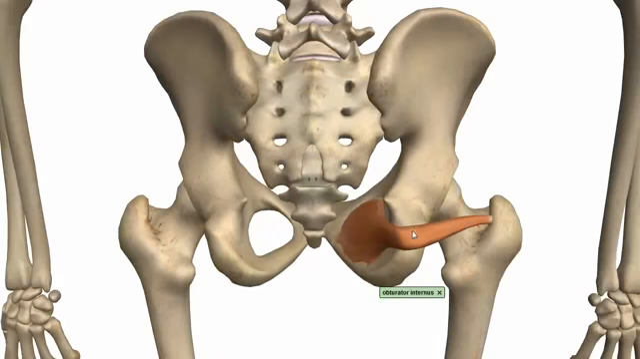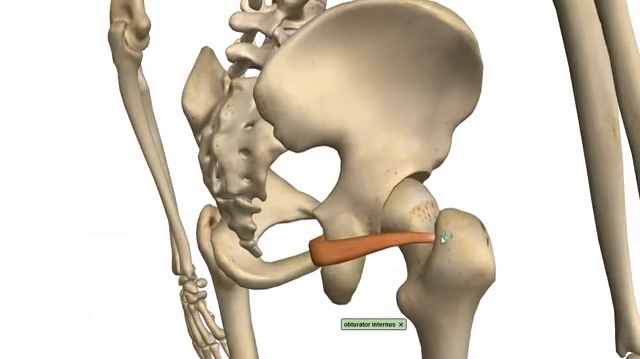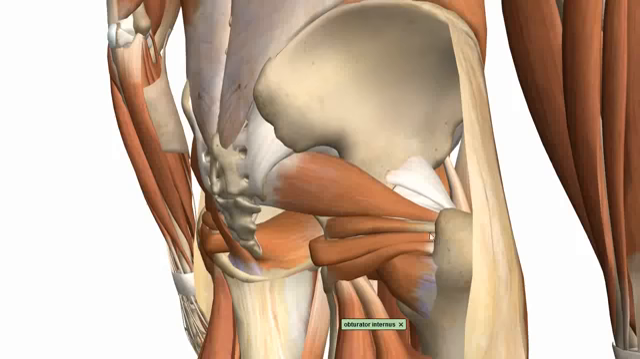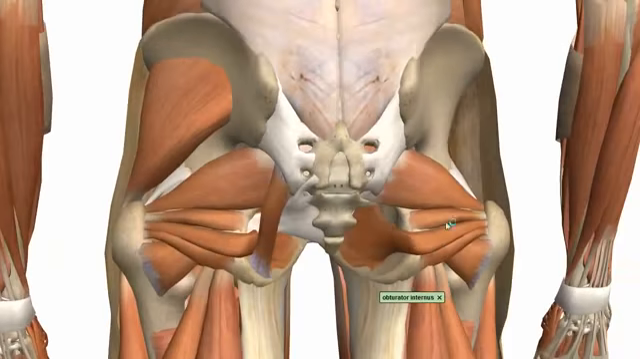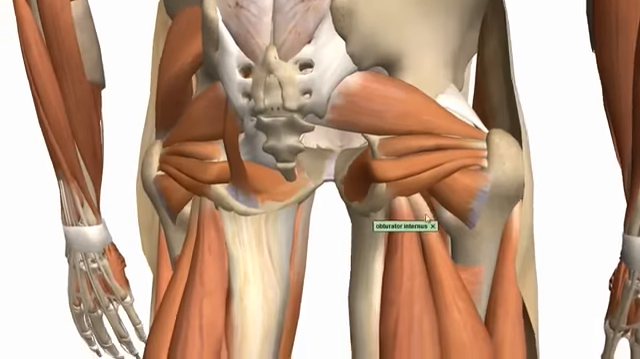So you can see it originating here, and it bends 90 degrees round and then comes to insert on the femur at the greater trochanter. So that's the obturator internus muscle, and you can see that 90-degree bend and its origin on the obturator membrane on the medial surface. So you've got the piriformis, then you've got the superior gemellus, the gemellus superior, the obturator internus, and then the gemellus inferior underneath the obturator internus.